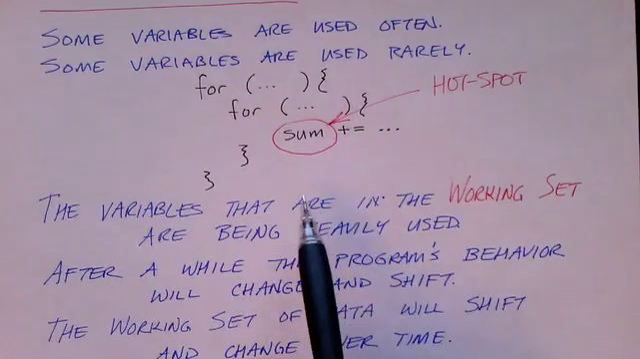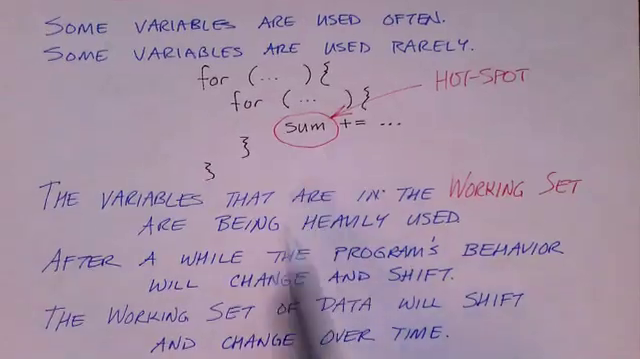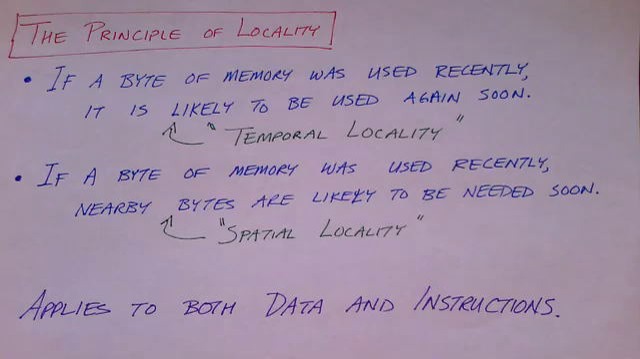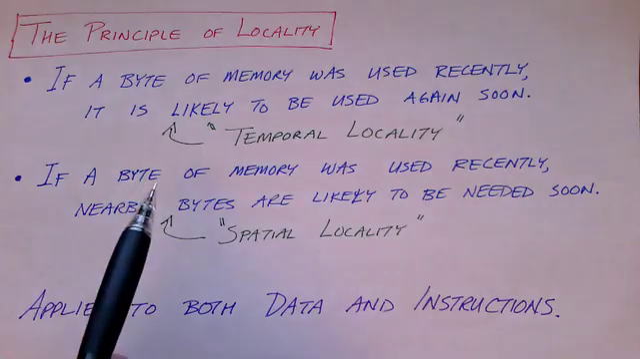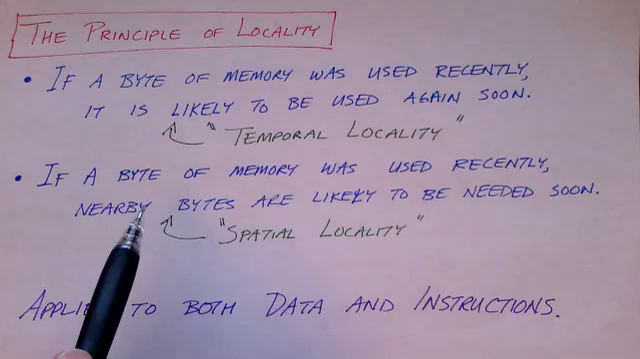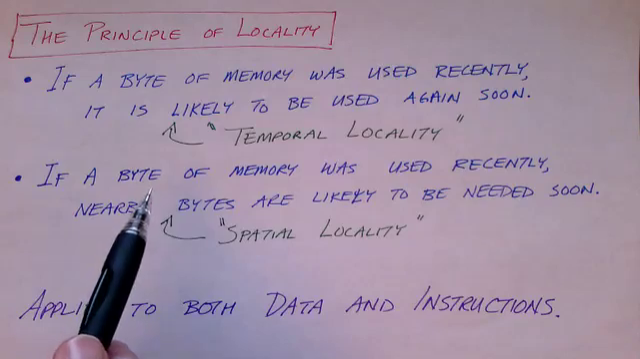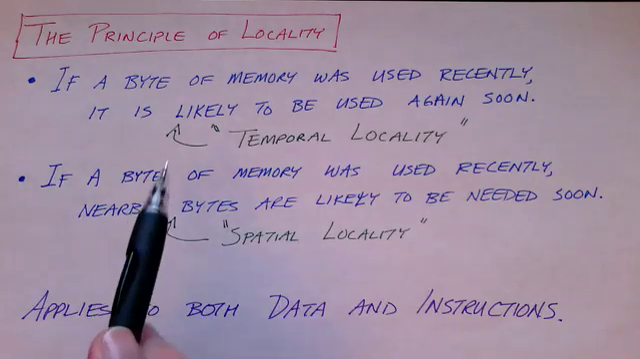Of course, after a while, the program's behavior will shift, and it will move on to doing something else. As a result, the working set of data will also shift and change over time. The working set is a meaningful concept because most programs obey this principle of locality. This describes the behavior of many common programs. Now, there are some programs that are bizarre and weird, and they jump all over the place, and they do not exhibit the principle of locality. But by and large, programs, at least programs that are written by humans, exhibit this principle of locality.